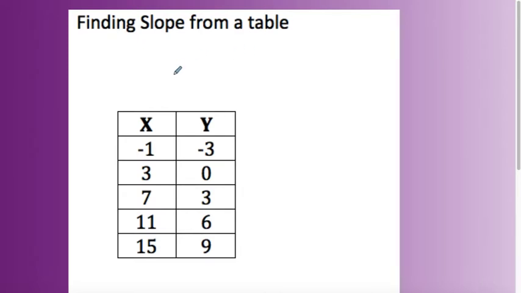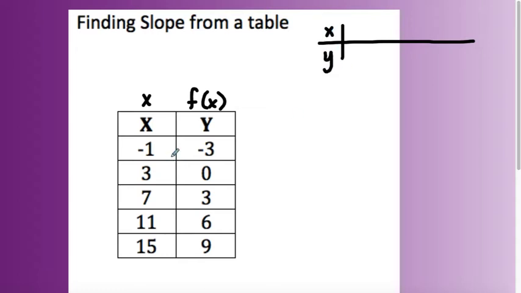You might have to find a slope from a table. It could be just a plain old table like the one I gave you. It could use function notation. The table could say x and f of x instead of y. The table could also be given to you horizontally instead of vertically. Regardless, you just have to do the change in y over the change in x.